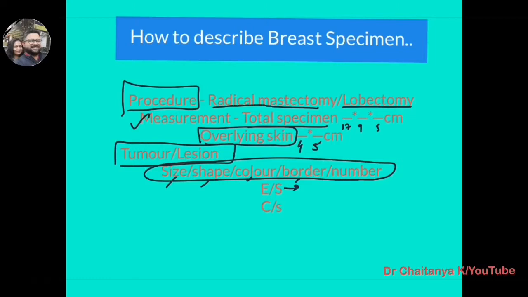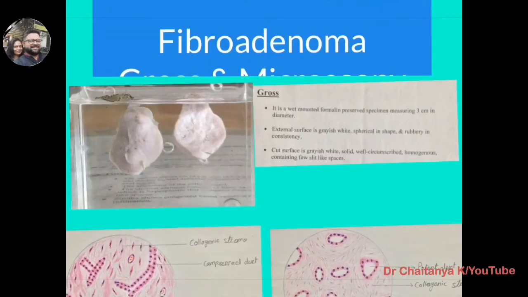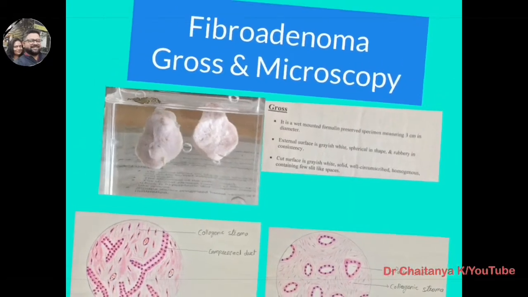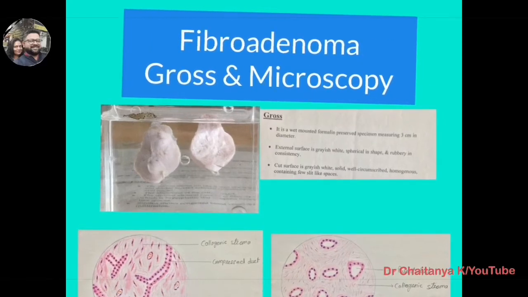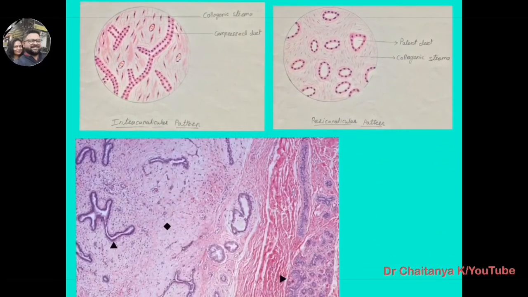Mention the external surface and cut surface, whether it is capsulated, non-capsulated, encapsulated, or you got any lesion from the outside of the specimen also. So with this we will come to today's practical, that is the fibroadenoma gross and microscopy. Here this is the gross and here are the microscopy, two types.